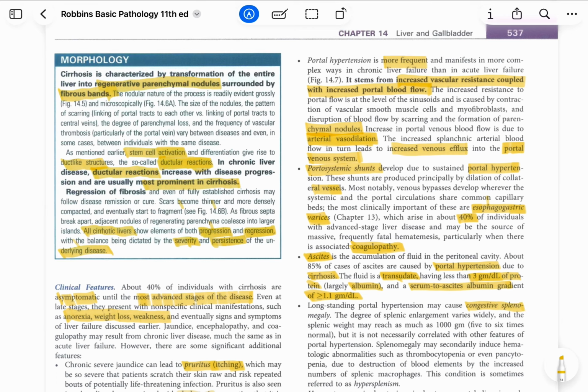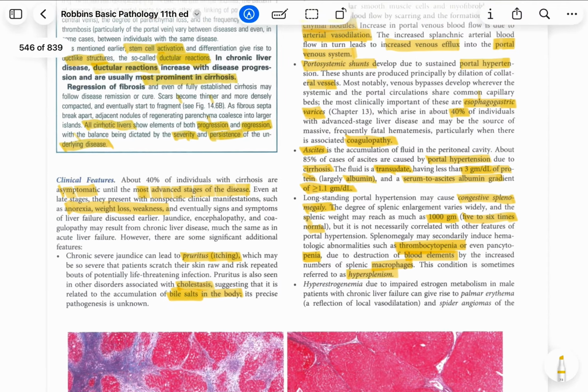Long-standing portal hypertension may also cause congestive splenomegaly. The degree of splenic enlargement varies widely, and splenic weight may reach up to 1000 grams, 1 kg, 5 to 6 times the normal, but it is not necessarily correlated with other features of portal hypertension. Splenomegaly may secondarily cause hematological abnormalities such as thrombocytopenia because of loss of platelets, or even pancytopenia because of destruction of the RBCs and all blood elements by splenic macrophages. This condition is sometimes referred to as hypersplenism.